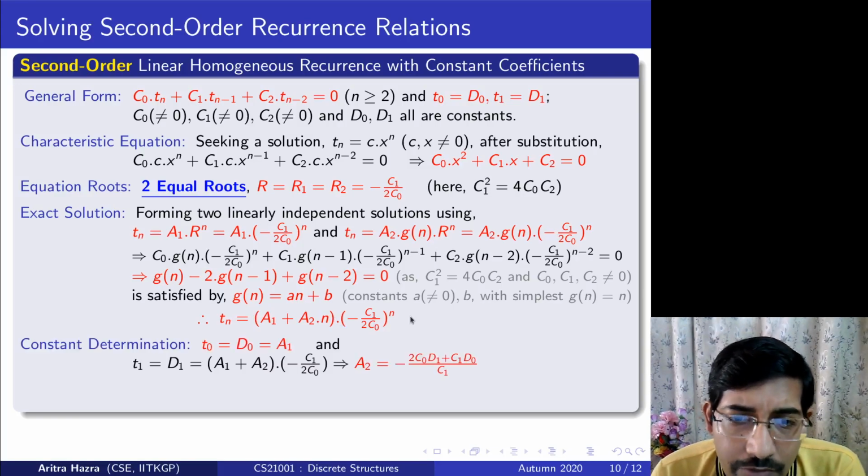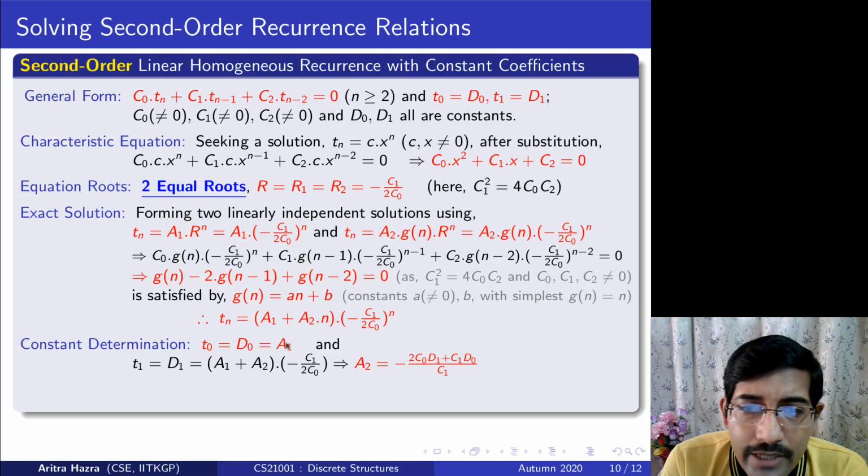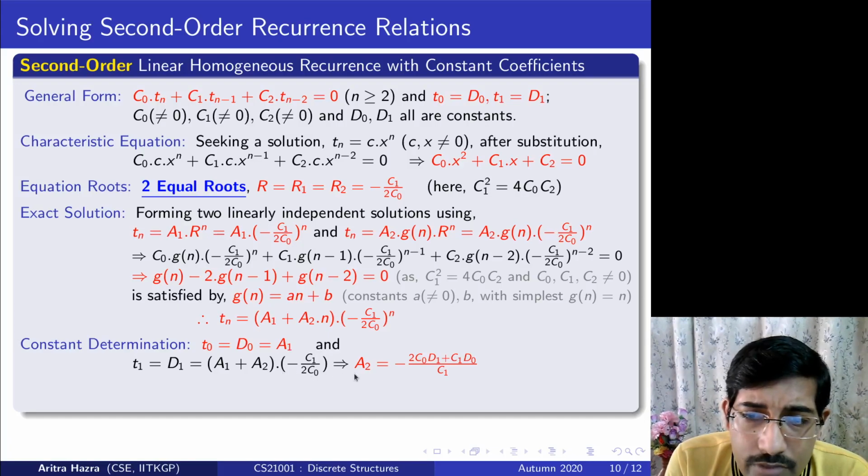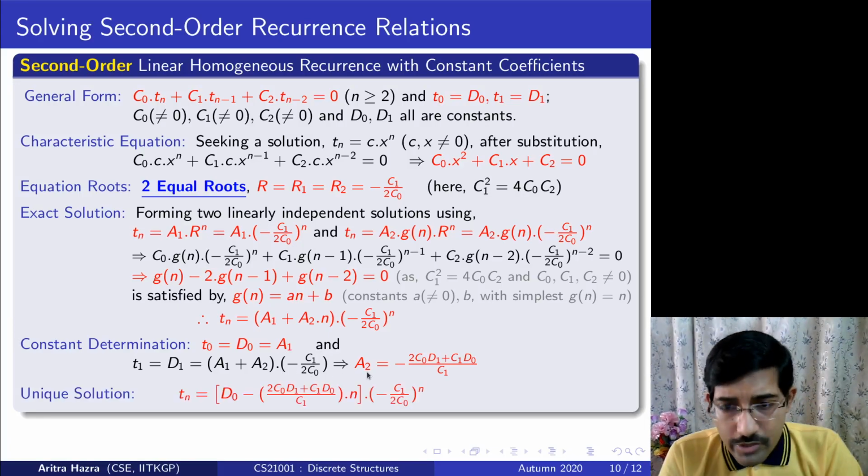Now when we try to eliminate the constants with initial values d0 and d1, we get d0 equal to a1, because n equal to 0 gives just a1 here. And n equal to 1 gives this form, from where you can simplify a2, and finally this is your unique solution.